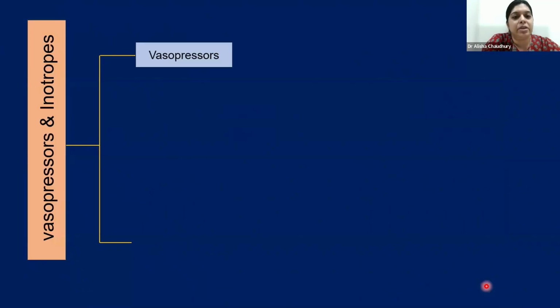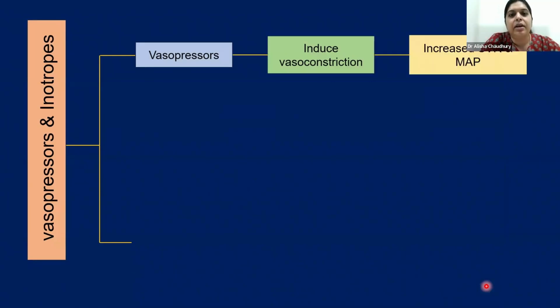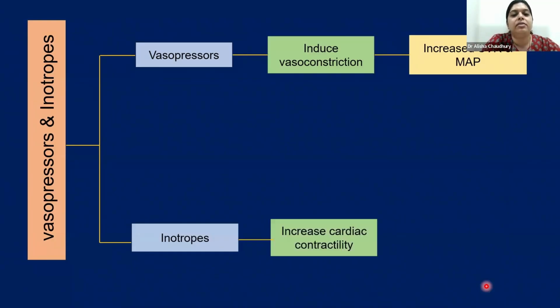So when I speak about vasopressors, I mean the drug which is going to cause vasoconstriction. It will have more alpha 1 action. It will increase the systemic vascular resistance, it will narrow down the blood vessels and increase your blood pressure. When I say inotropes, I mean this drug is going to have more action on the beta 1 receptor. Understand, beta 2 is not important because it will be a vasodilator. For inotropic action, you need the beta 1 receptor action on the heart, so it increases the cardiac contractility.